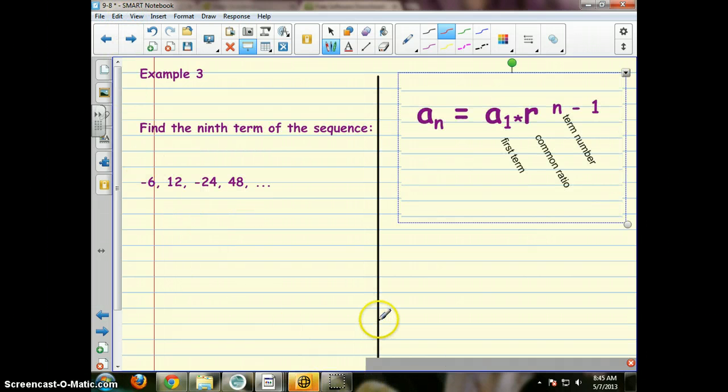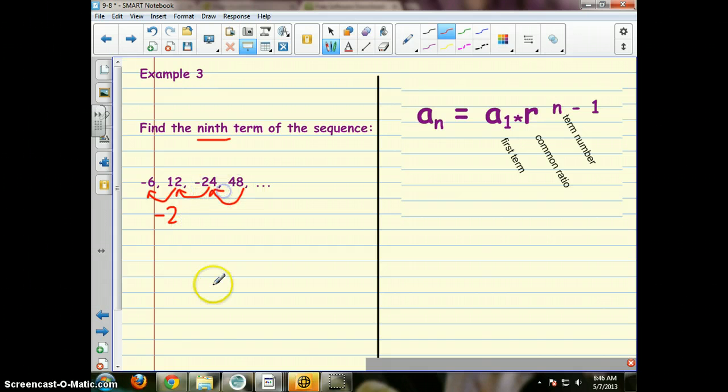And for our last example, we're going to extend this sequence and find the 9th term of the sequence using this formula. This again comes in handy if you're asked to find like the 1000th term or 10,000th term, because you won't have to just do what we did that time and use the common ratio to continue the pattern. So let's first start by finding the common ratio here. 12 divided by -6 is -2. Does that continue? You betcha. So our common ratio is -2. So we know r equals -2.